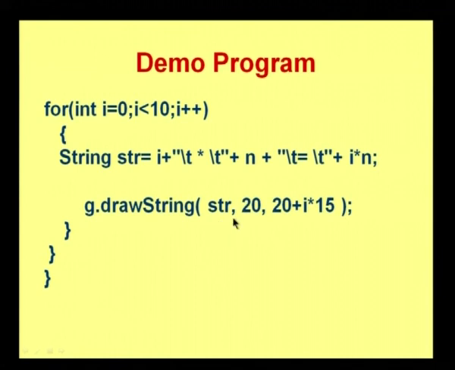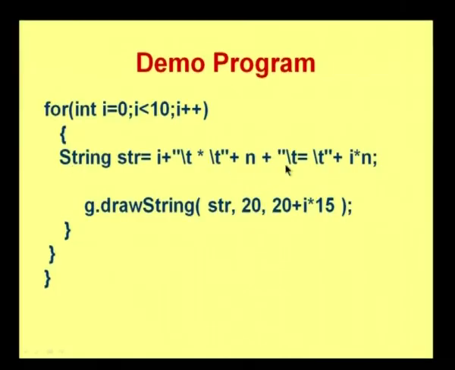I am trying to draw the string at a particular x and y position. Here you can notice that your x position doesn't change and you have to print it on the next line, so I have only changed my y value for each execution. For each execution my string is constructed and my drawString is executed.